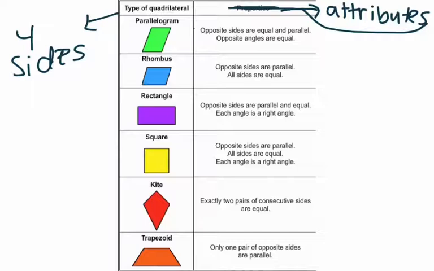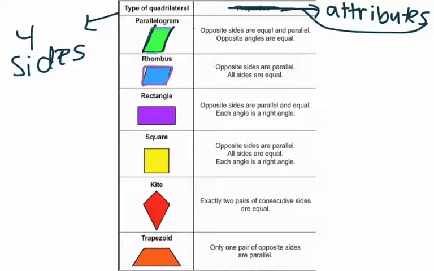So with a parallelogram, it doesn't have to all be equal. Like these two are equal, but these two are different. Whereas if you want to call it a rhombus, it's the same thing as a parallelogram, but this is the same as this, is the same as this, is the same as this.